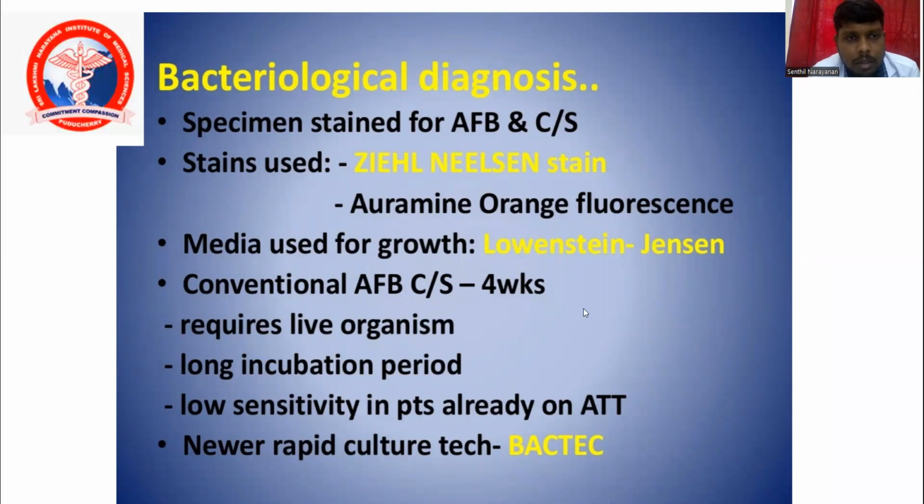So bacteriological diagnosis includes specimen stain for AFB and culture sensitivity. Stains used are Ziehl-Neelsen stain, auramine, fluorescence. Media used for growth is Lowenstein-Jensen media. Conventional AFB culture sensitivity takes 4 weeks and requires live organism, has a long incubation period, and low sensitivity in patients already on ATT. Newer rapid culture technologies: the culture medium is BACTEC culture.